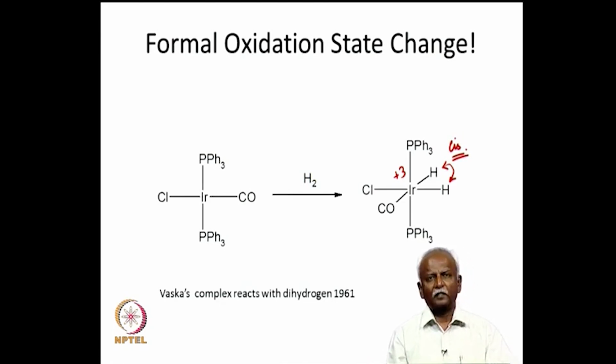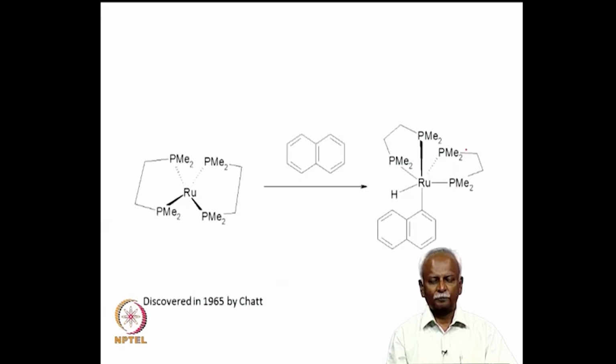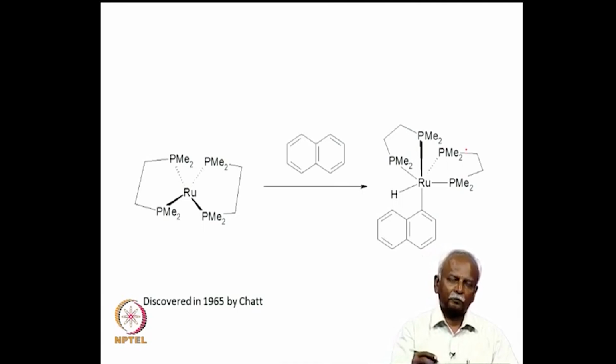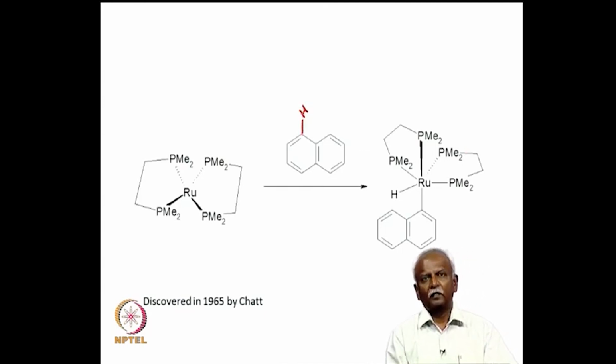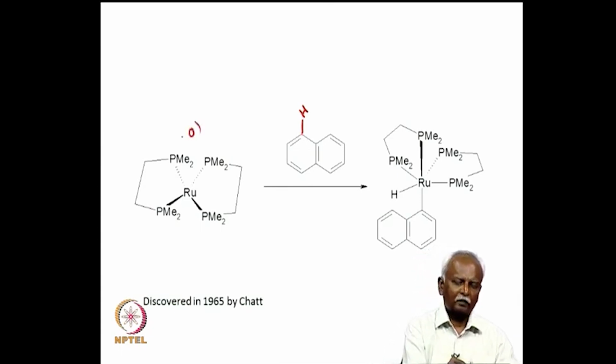This was discovered as early as 1961, and subsequently a variety of reactions have been studied where oxidative addition has been observed. Now, the more interesting and challenging reactions are those in which you have oxidative addition of very nonpolar bonds. In this particular instance, I have shown you a C-H bond. You can see that this C-H bond has been oxidatively added in such a fashion that ruthenium now goes from 0 oxidation state to +2 oxidation state.